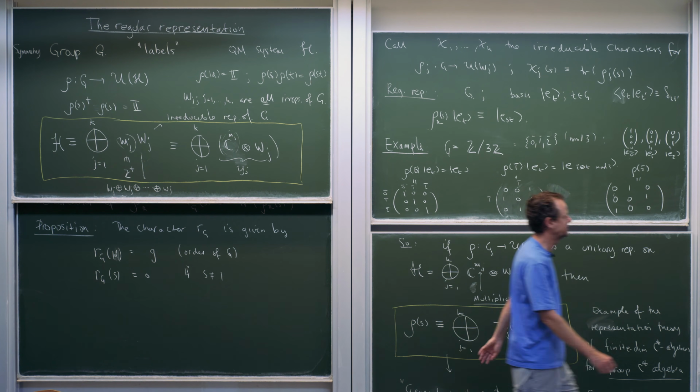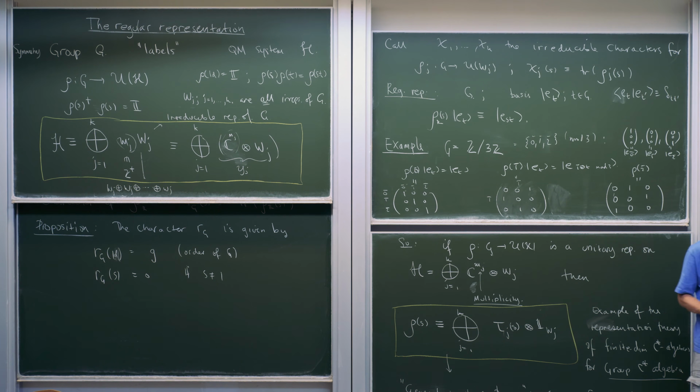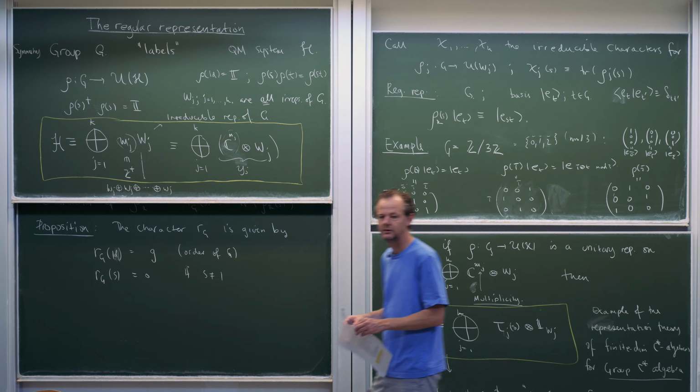So the character of the regular representation is super easy, right? It's just the order of G, and then zeros everywhere.